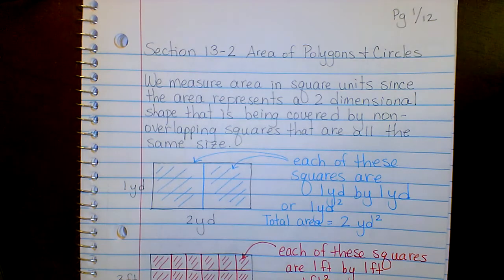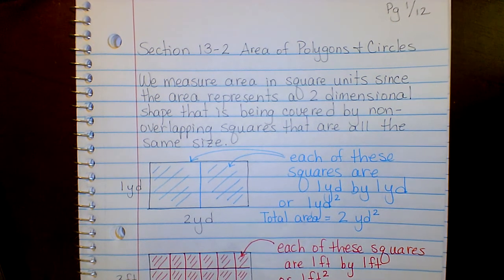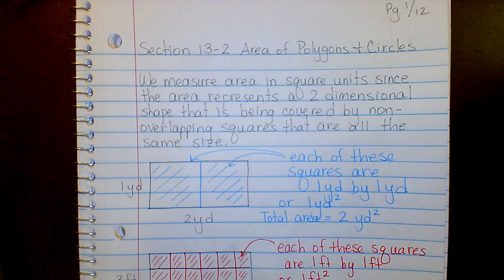Okay, here's section 13.2. The last section was on linear measure. This one's going to be on area. Linear measure was one-dimensional measure. Area is two-dimensional. So we measure area in square units because area represents a two-dimensional shape, and it's all about covering the shape with non-overlapping squares that are all the same size.